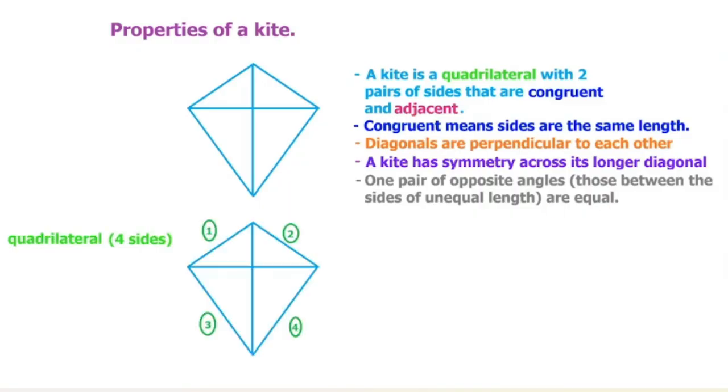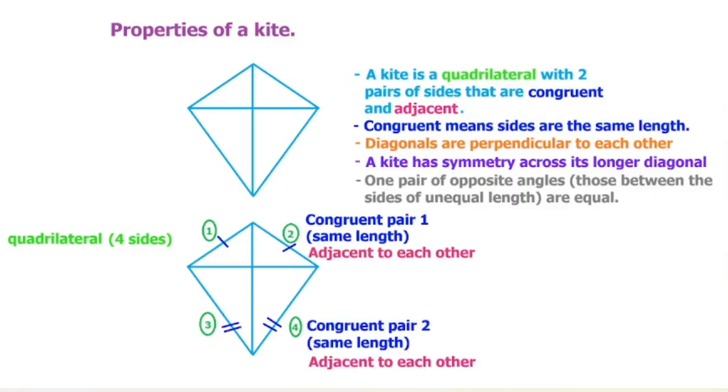So let's take a look at this. Here's a quadrilateral, four sides. It means four sides: 1, 2, 3, 4. Here's one set of congruent pairs right here. These two are equal to each other, the same length. This is the second set of congruent pairs. This indicates that these two are equal to each other.